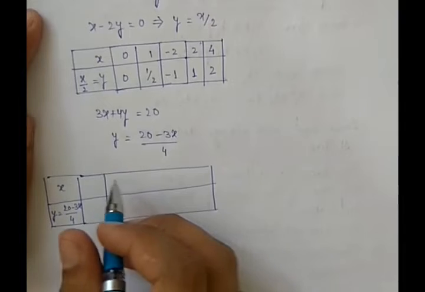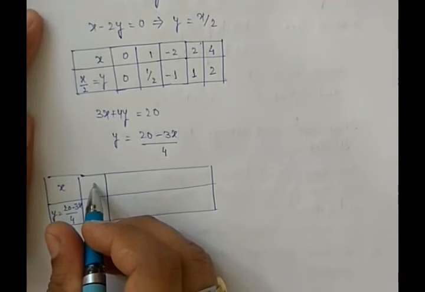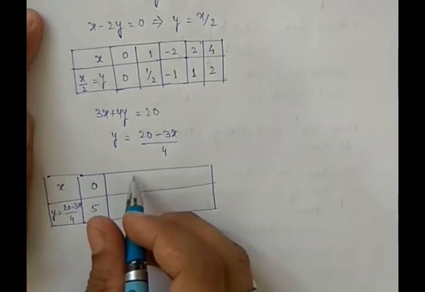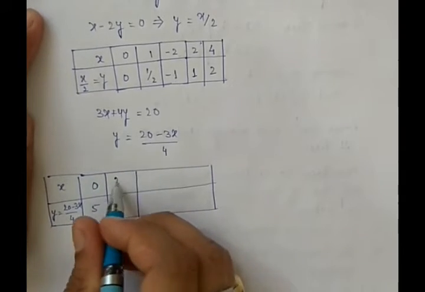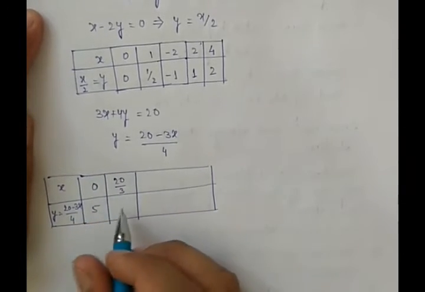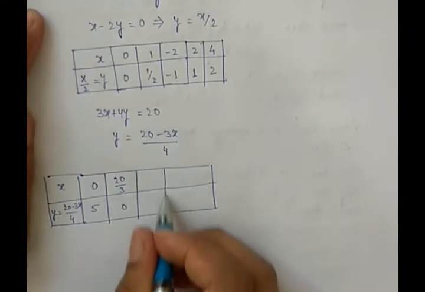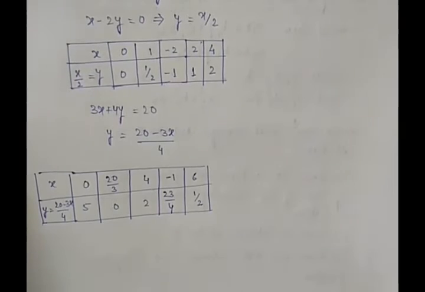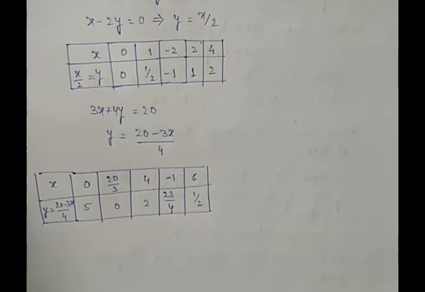So let's take some values here. If you take x is equal to 0, y will come out as 4. If we take 20 by 3, this will be 0. If we take 4, this will give you 2. So this is the table for the second equation. Now we will try to plot both the lines on the graph paper or on the Cartesian plane.